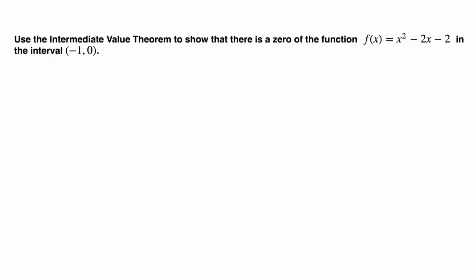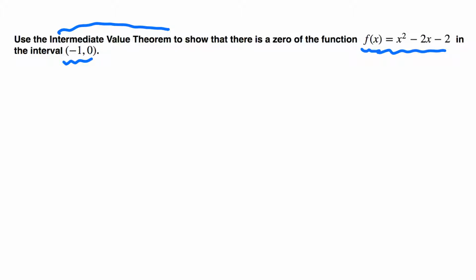Use the intermediate value theorem to show that there is a zero or root of the function in the interval -1, 0. So to apply the intermediate value theorem, we need to show f is continuous in this interval, in fact in the closed interval. And we know that this f is a polynomial. That means it's continuous everywhere, all the way from -infinity through +infinity.